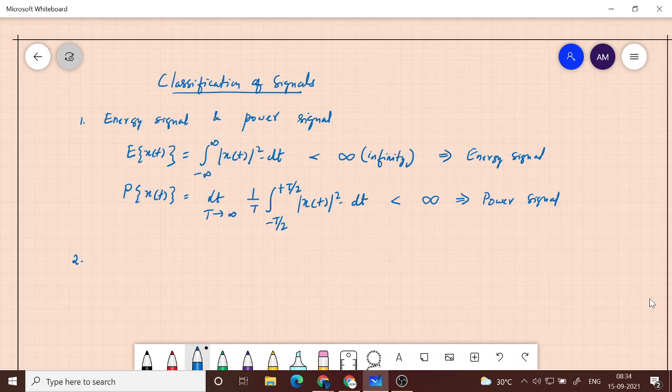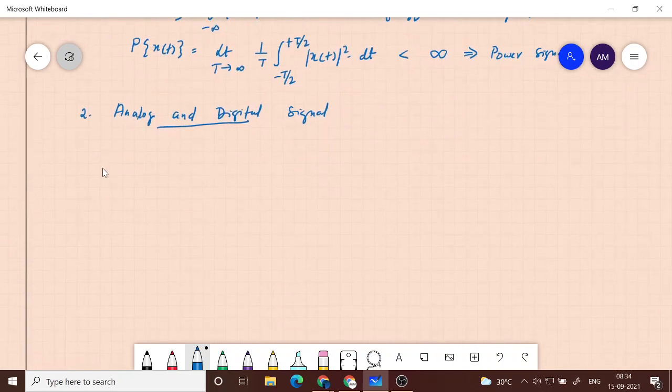Next classification, we have done a lot of examples, that's why I am not going much into it again. Next is analog and digital signal. So what is an analog and digital signal? We need to look at the amplitude of the signal to say whether it is analog or digital.